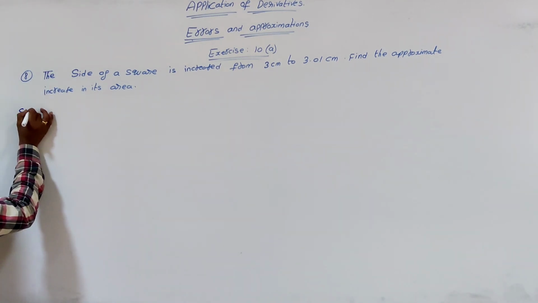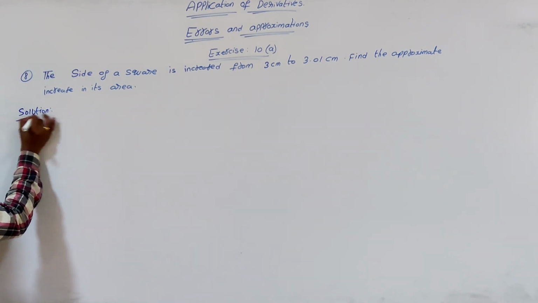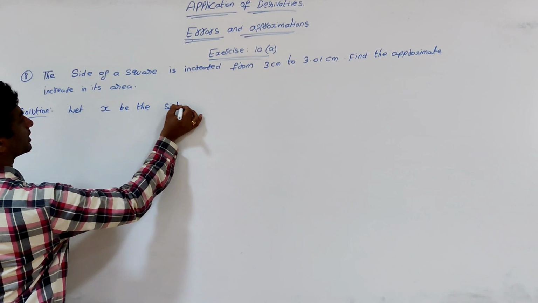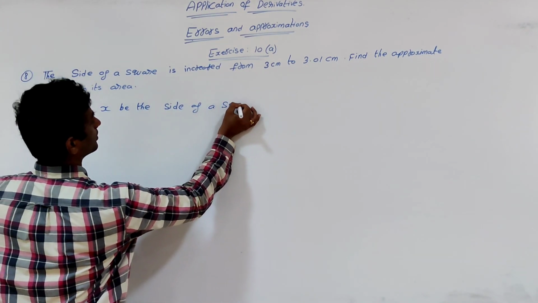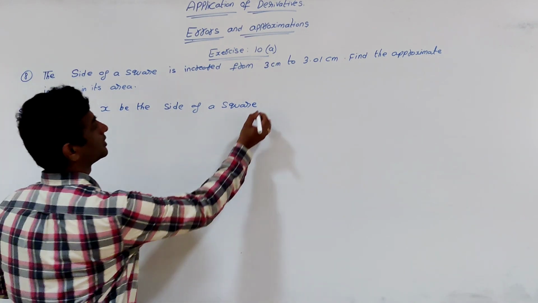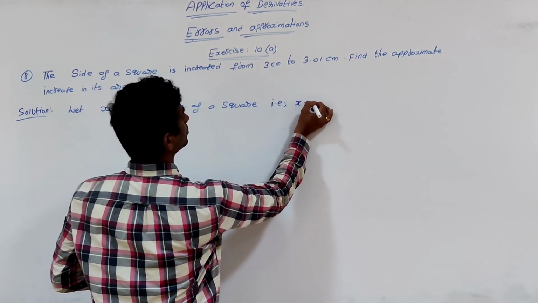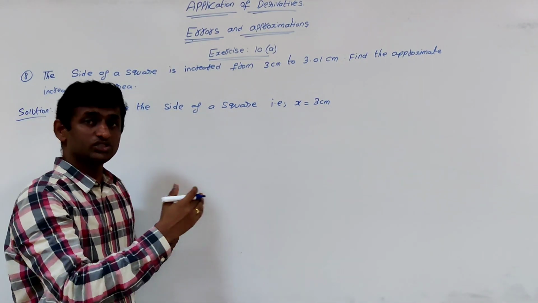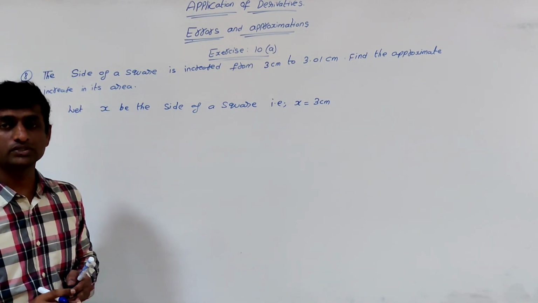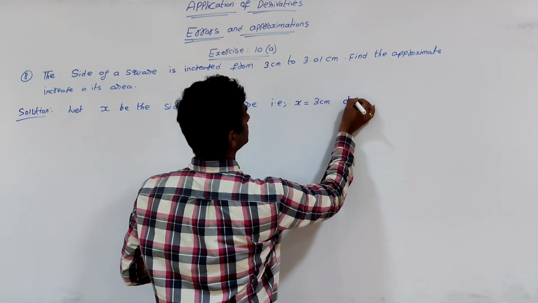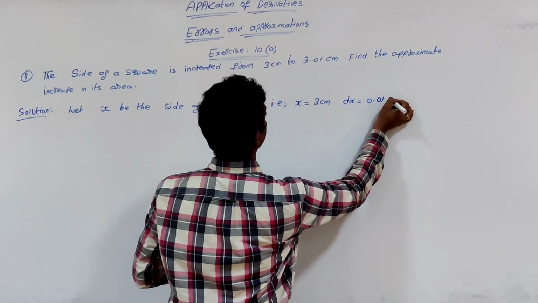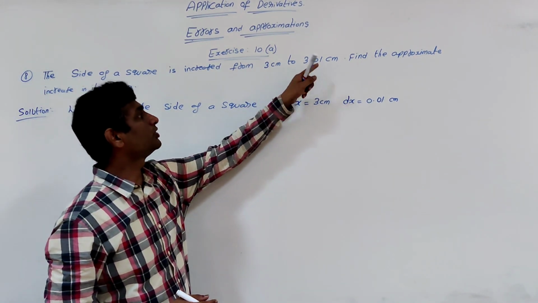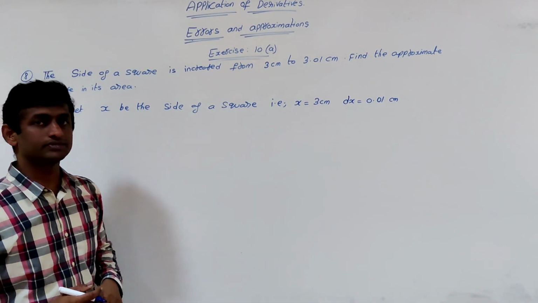So let x be the side of a square, that is x is equal to 3 centimeters. As the side of the square changes, the area also changes, and dx is 0.01 centimeters. So there is a change in its side of 0.01, because 3.01 minus 3 gives 0.01.